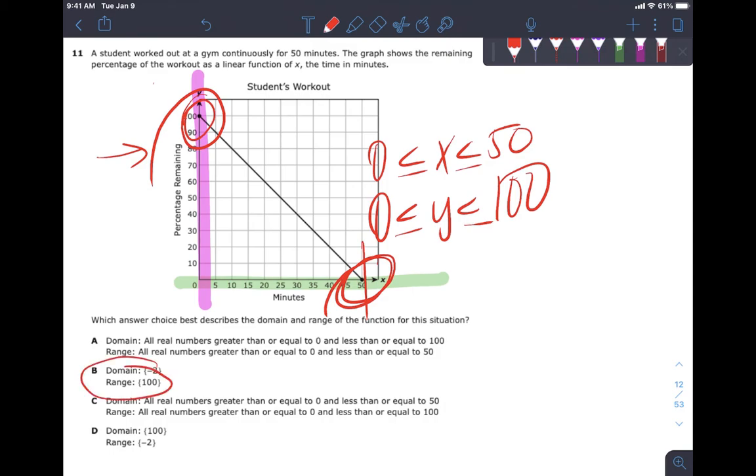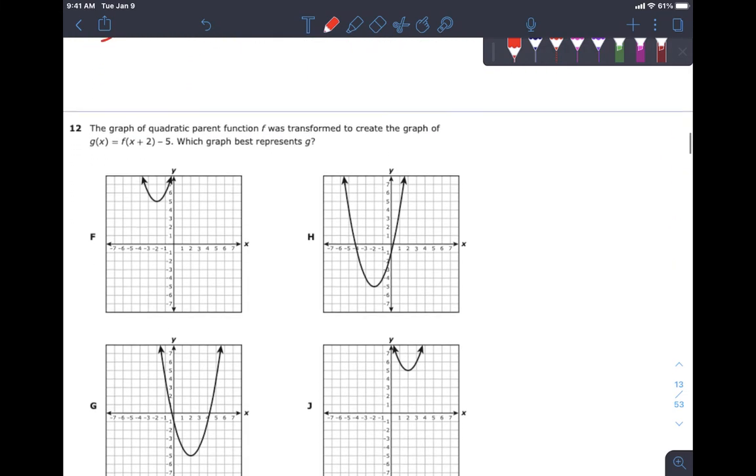So these guys don't make any sense. It's got to be one of these two. Here in A it says domain goes from 0 to 100. It doesn't. So my correct answer is C. Next one.